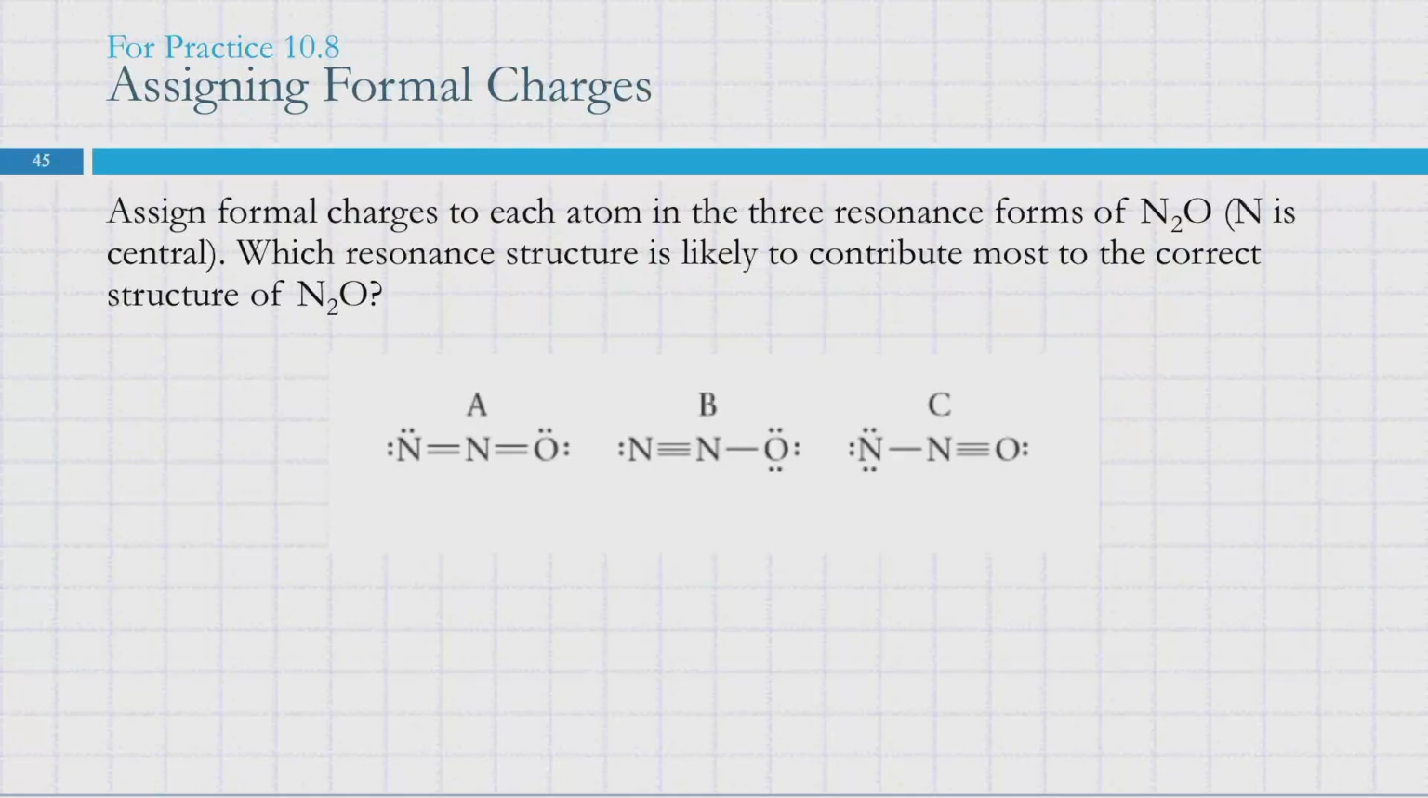So count up and figure out the formal charges for each atom, 9 things to do, and see which one's probably the best resonance structure based on those formal charges.